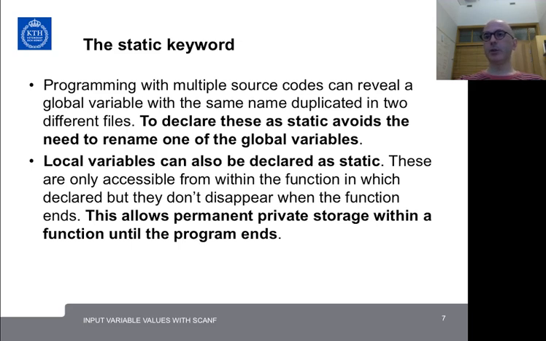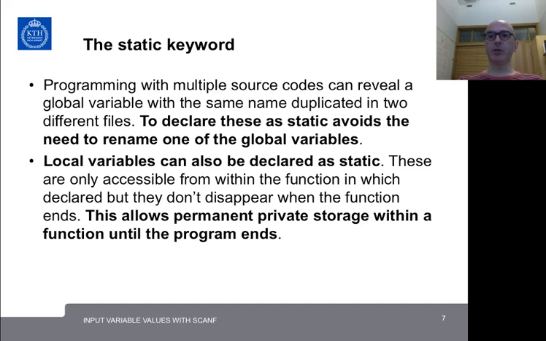When you program multiple source code files, it might happen that you are using a global variable with the same name in two different files. Declaring this as static avoids the need to rename one of the global variables.